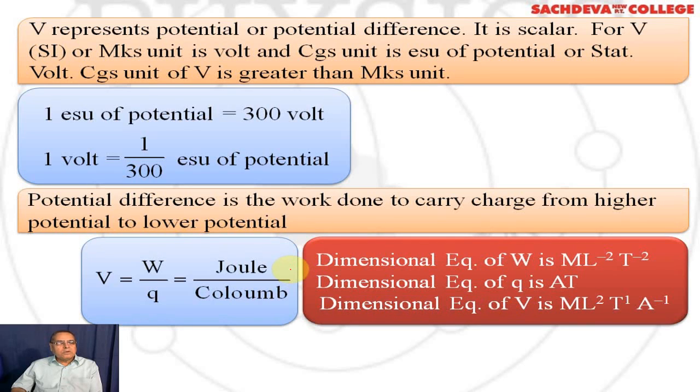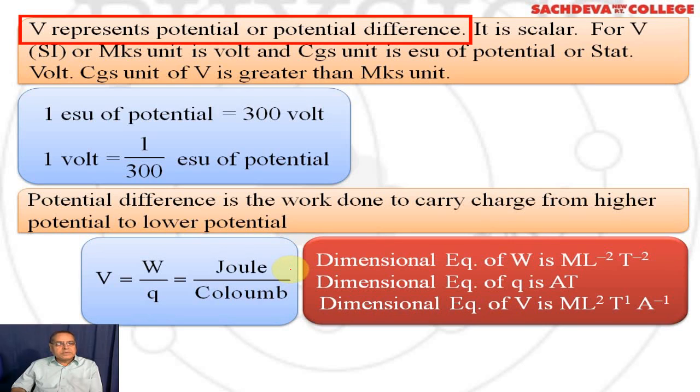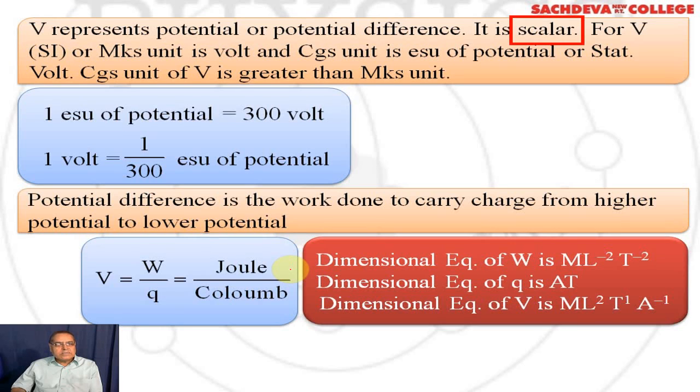First of all, you will remember that there are certain symbols we are going to apply here. V represents the potential or potential difference. It is a scalar quantity, and the SI unit of potential, or MKS unit, is the volt, whereas the CGS unit is the ESU of potential, or statvolt. Normally, ESU means the electrostatic unit of potential.